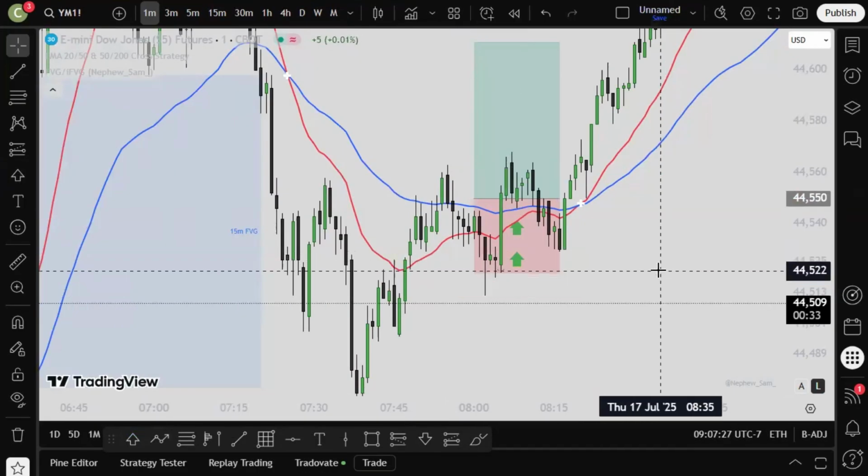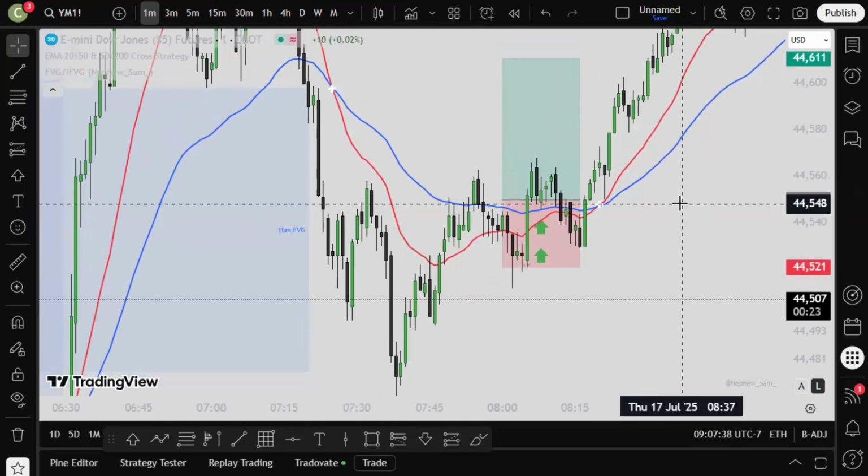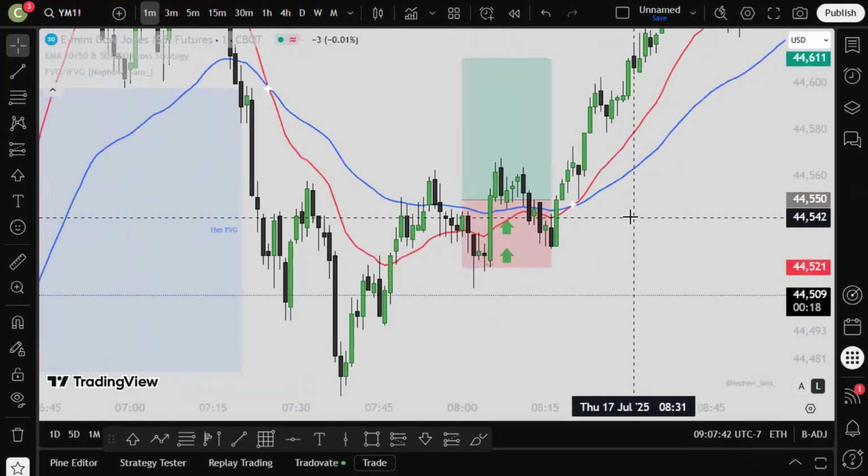All right. Let's do a recap on Thursday's trade and look at the reason why I took this, and then we'll go over the entry and explain the exact entry. So, first of all, we had a bullish bias on the day.